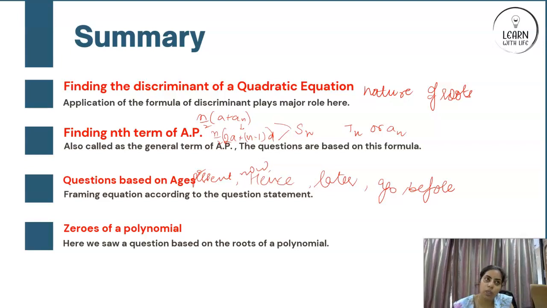Zeros of a polynomial is about finding the roots of a polynomial or the solutions of a polynomial. And I believe you understood.